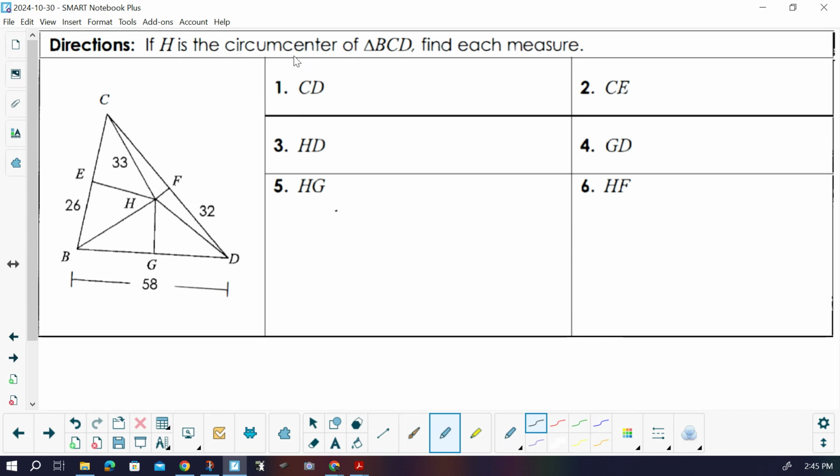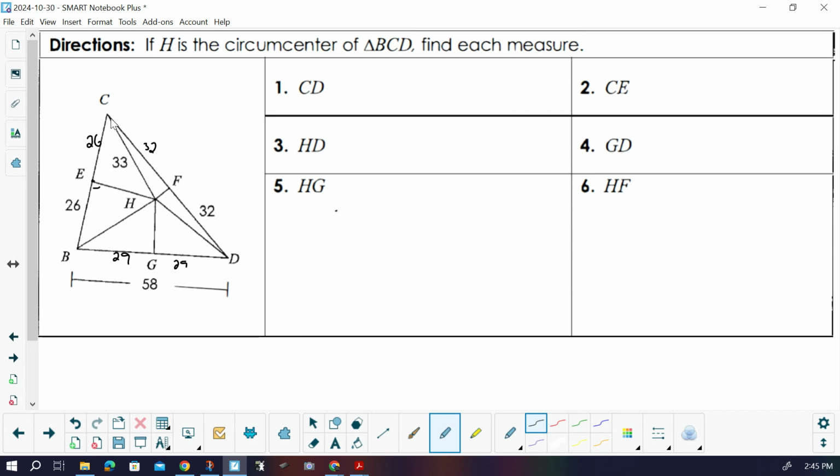So for example, because this is a circumcenter, these are perpendicular bisectors. If this is 26, I know that this one right here is also 26 because it's a perpendicular bisector. Same thing on this side. If this is 32, this side is 32. If this side is 58, we can do 58 divided by 2. So we know that each of these is 29.